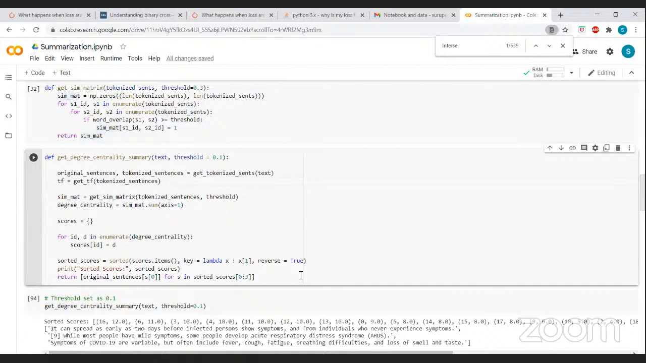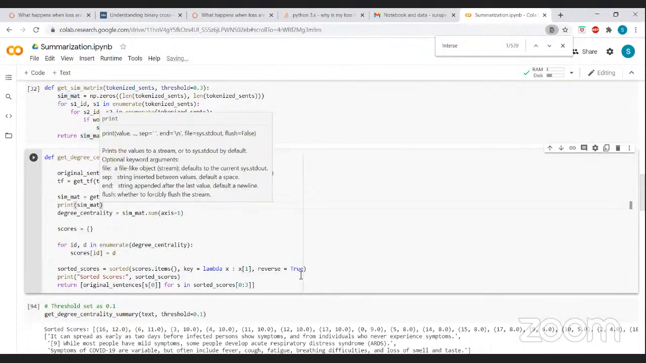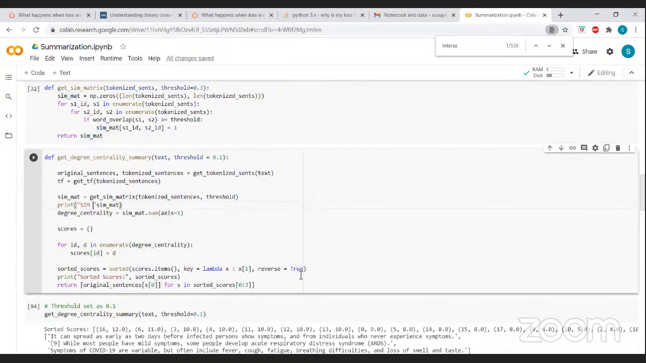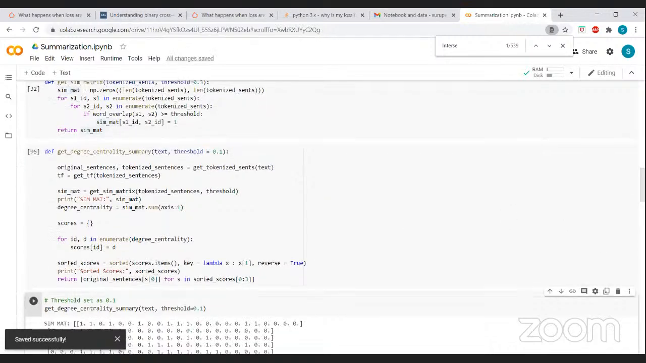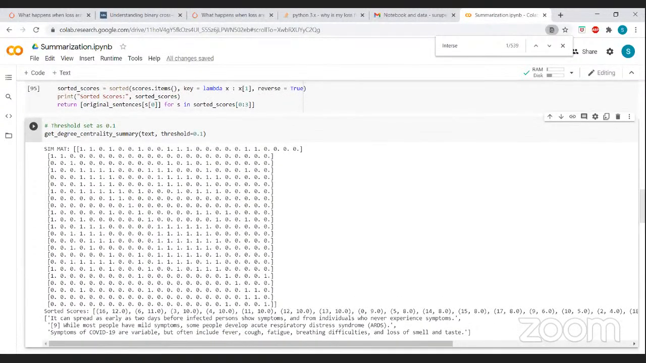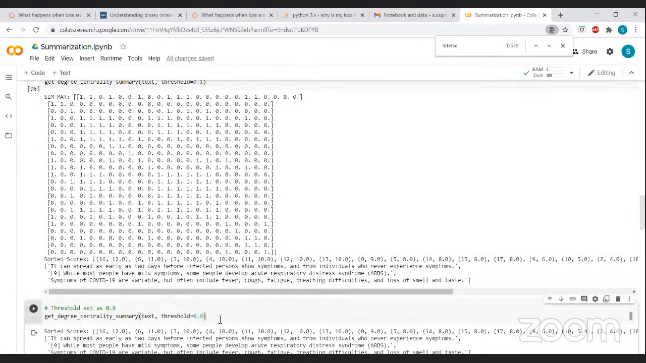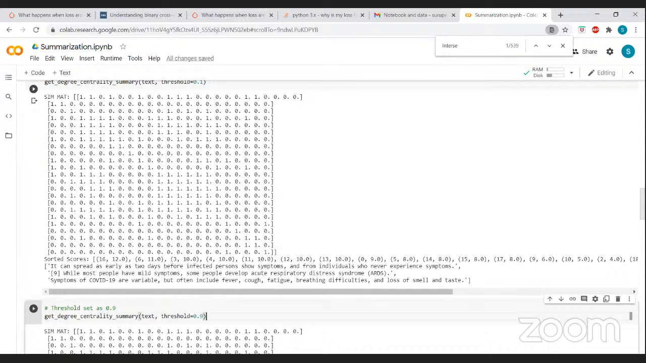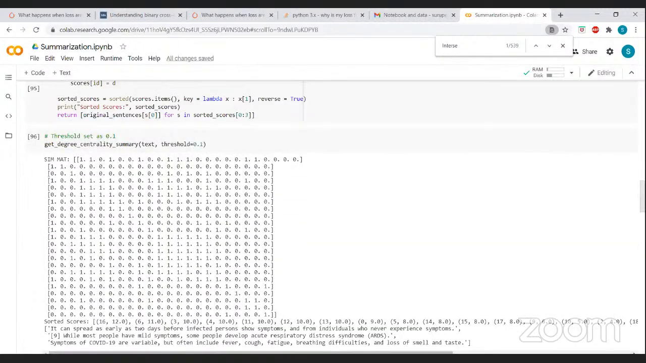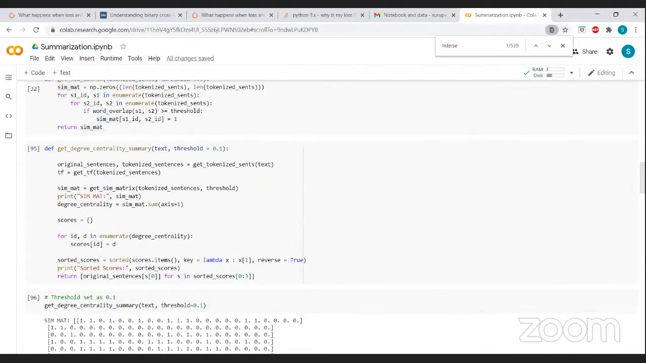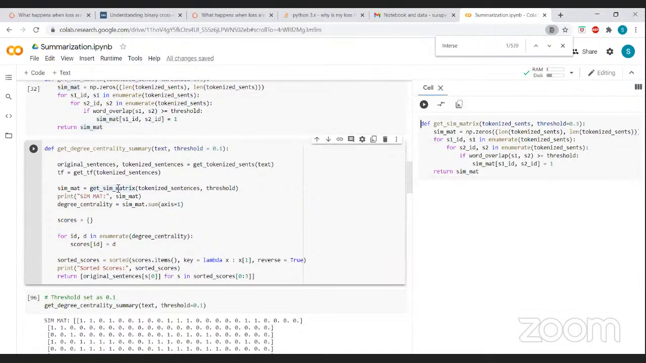Can you print the same mat? That is strange. Scroll up. Okay, wait. Go to this get sim matrix. That should not be same. They should be different. Okay.